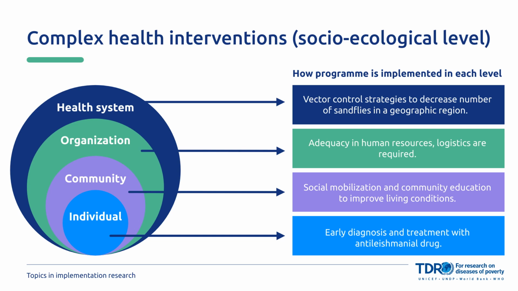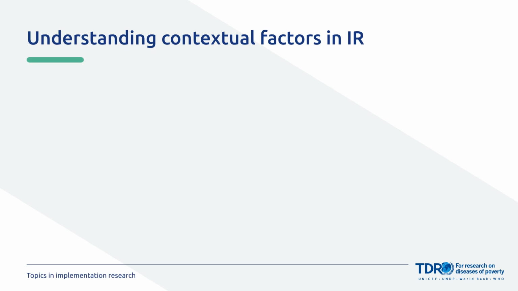Consequently, the effectiveness of complex health interventions, as well as their ability to reach the intended target population, is significantly shaped by the manner in which they are implemented across various contexts or levels. Now that we have spent some time talking about the different contextual factors at play when implementing evidence-informed interventions, let's delve into the frameworks used to analyze these various contextual factors as they influence implementation.